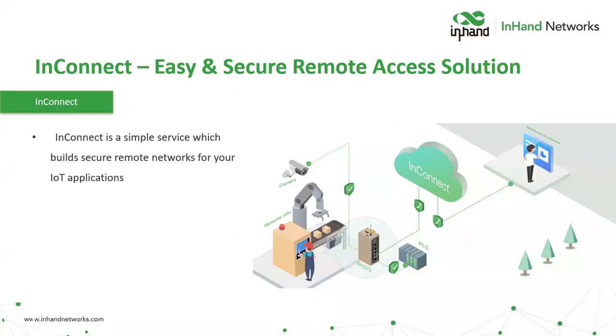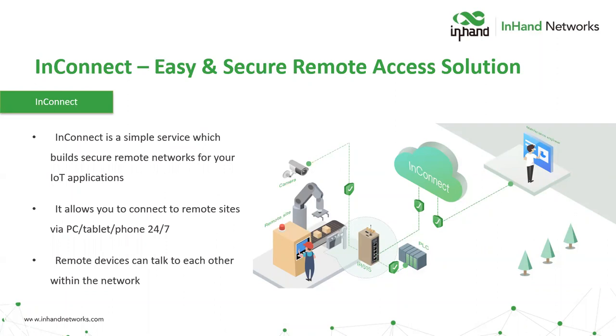The InConnect service consists of three main parts. Number one, the router and gateway which connect to machines on site. Number two, the cloud service, which is deployed on Amazon Cloud. Number three, on the client side, the service will allow you to connect to remote sites through different ways from anytime and anywhere. Also, once the network is established, the remote devices like PLCs and HMIs can talk to each other.